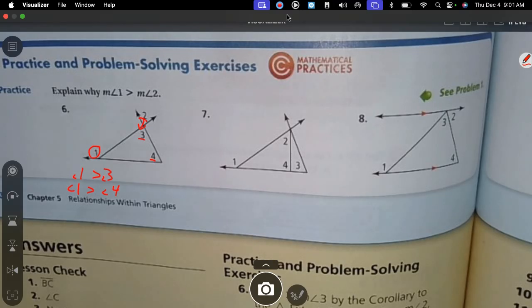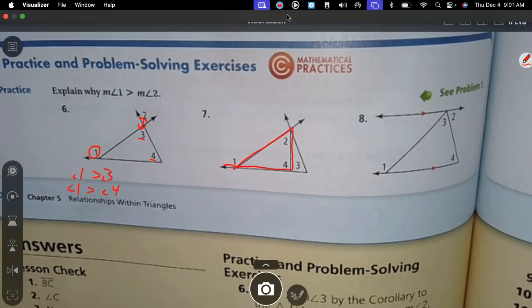All right, let's look at, do I want to do this one? Well, 1 is bigger than angle 2 just because it's an exterior angle. Because 2 is right here. If we only look at this triangle, 1 is bigger than 2 just because it's the exterior angle. That's all that one is. And I won't do that one.